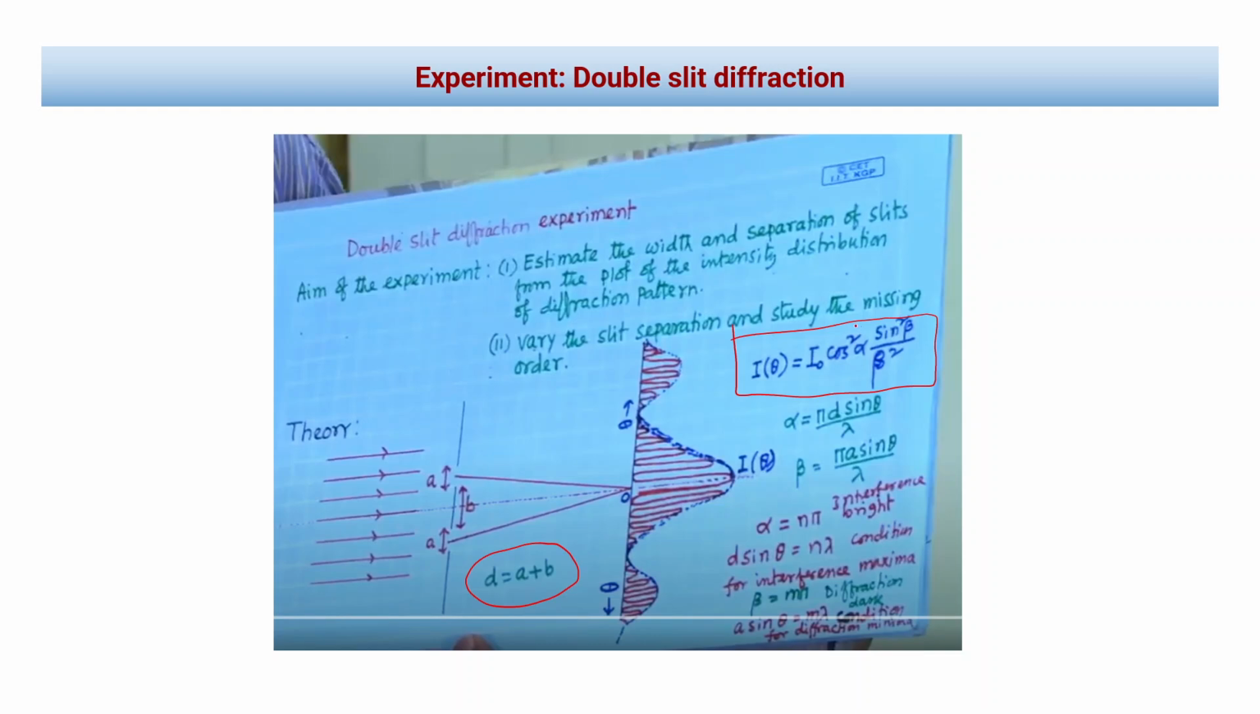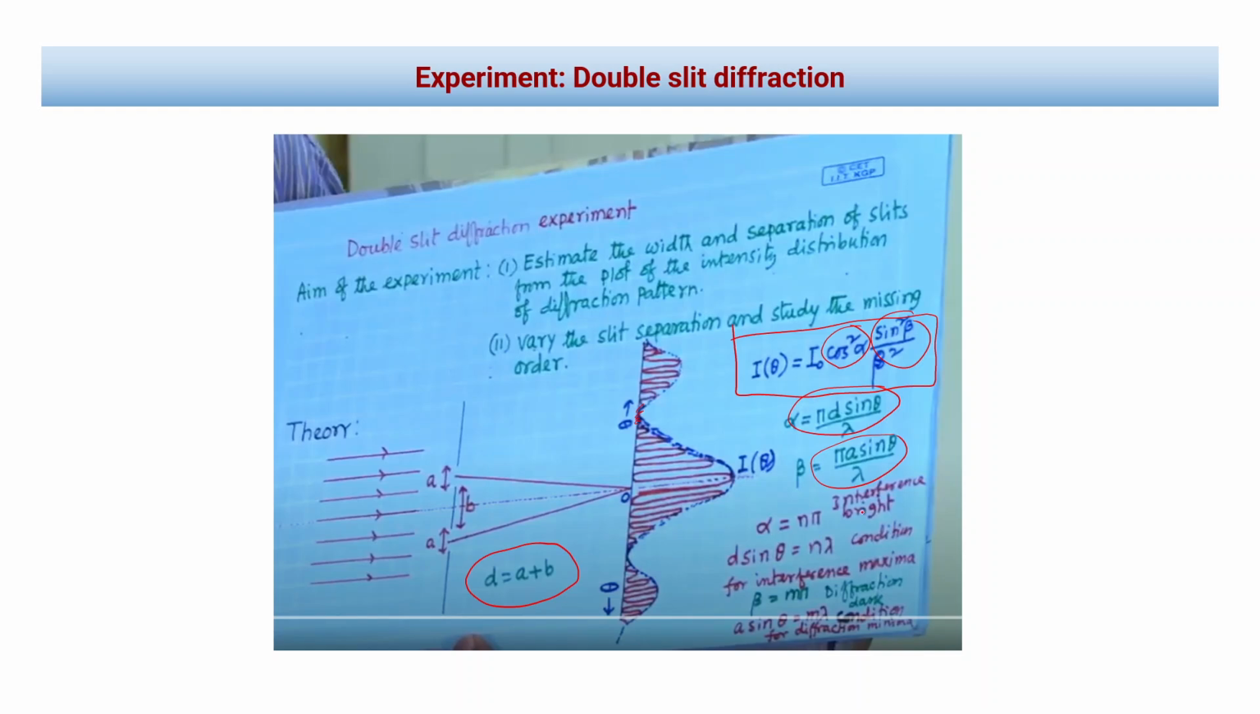So that's why we have alpha and beta here. This is from diffraction and this is from interference, and they overlap, and as a result we get a pattern like this. In this, there will be some interference pattern which will be getting missed because of this diffraction minima here.